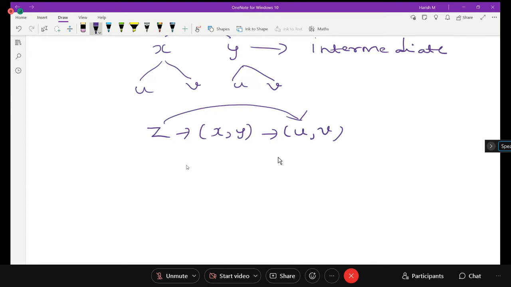So when z is dependent on two independent variables, can I say I will get dou z by dou u as well as dou z by dou v? Is it possible to find out both partial derivatives? Yes, we can get.